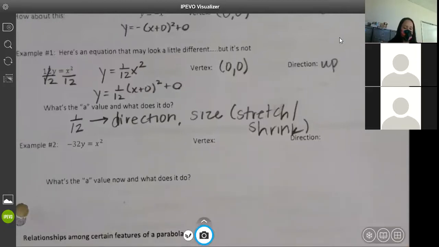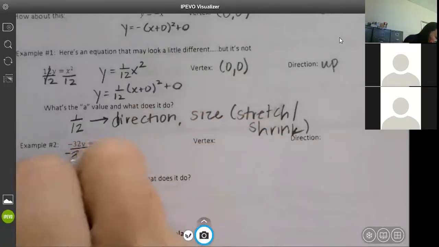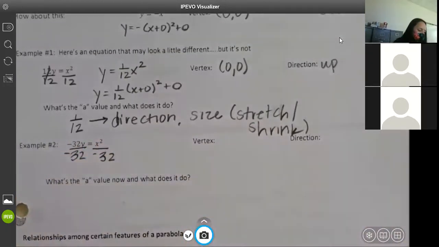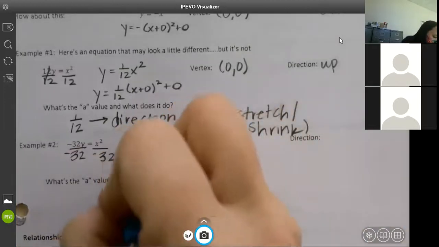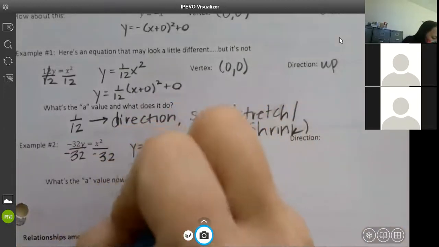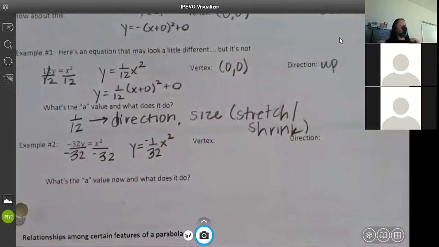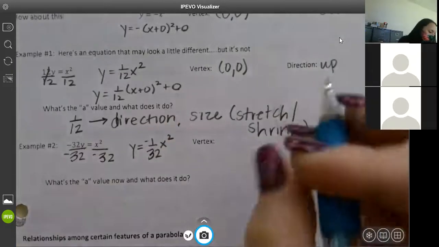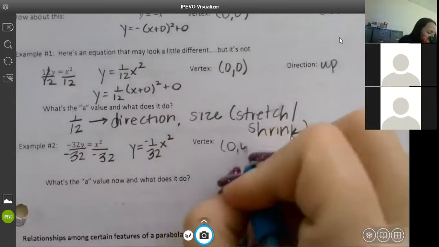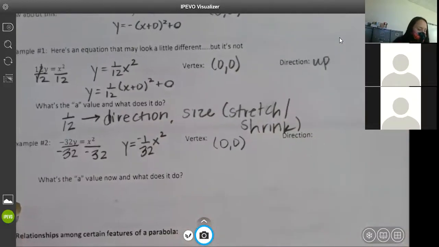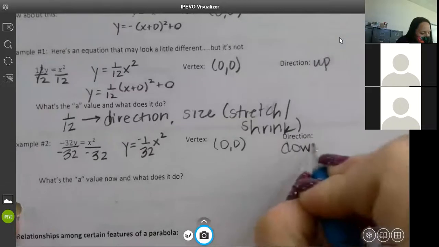Okay. All right. The next one, we're going to do the same thing. So what do we do? Divide by negative 32. What is my actual equation? Yeah, you can just do 1 over 32. And then what's my vertex? 0, 0. There's no number with x. There's no number added or subtracted to the end. And then what's our direction? Down. And why is it down?